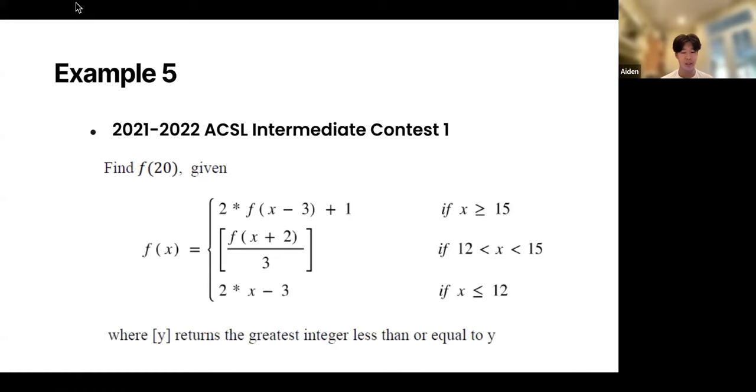here's one more practice question you guys can try. And just know that this middle equation here, everything inside the bracket will return the greatest integer less than or equal to that number. So if you get, say, like 2.4 here, this would round out to just 2.